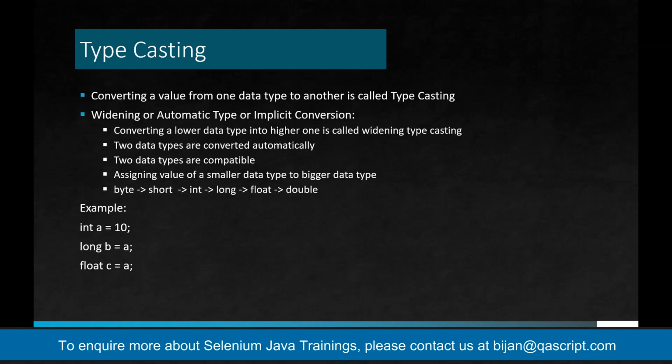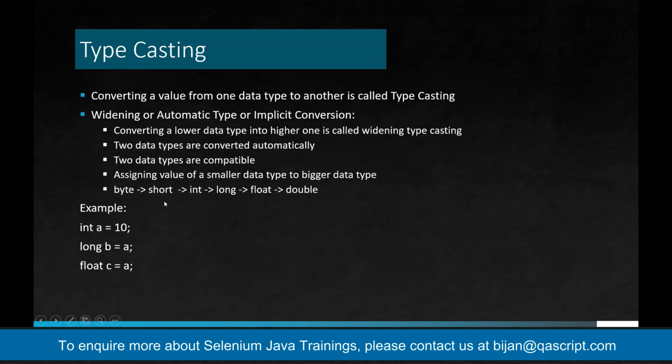So as I said, two data types are converted automatically, and it is mandatory that the two data types are compatible. Otherwise, it won't do automatic conversion. So you have to assign a value of a smaller data type to a bigger data type, right? It depends on the size, the table which I showed you previously. Based on that, you can convert your data types.